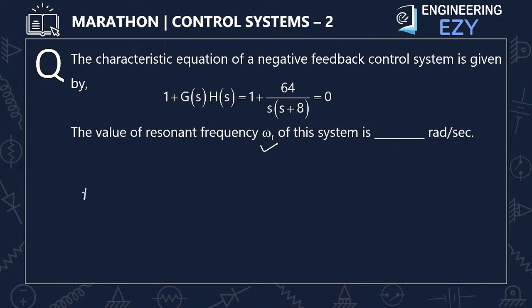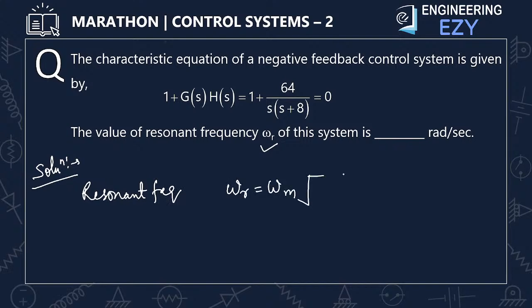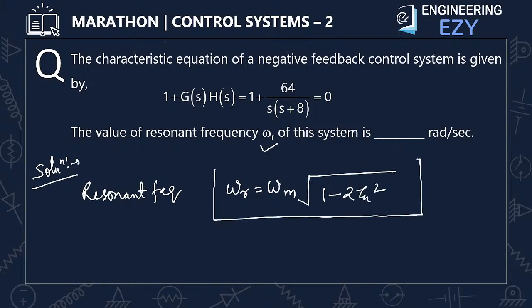So the resonant frequency formula, if I give you the solution, you already know: omega r is equal to omega n under root 1 minus 2 zeta square. This is a conditional formula. You cannot apply this formula directly. It is the omega n natural frequency, omega n under root 1 minus 2 zeta square.